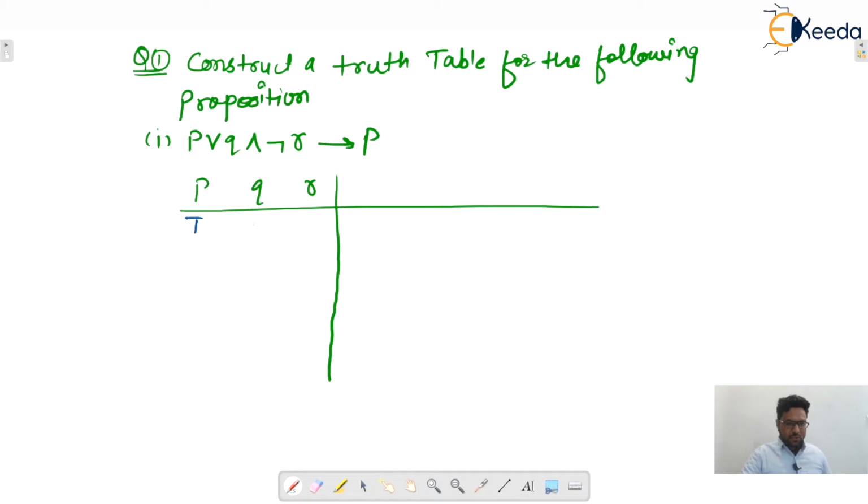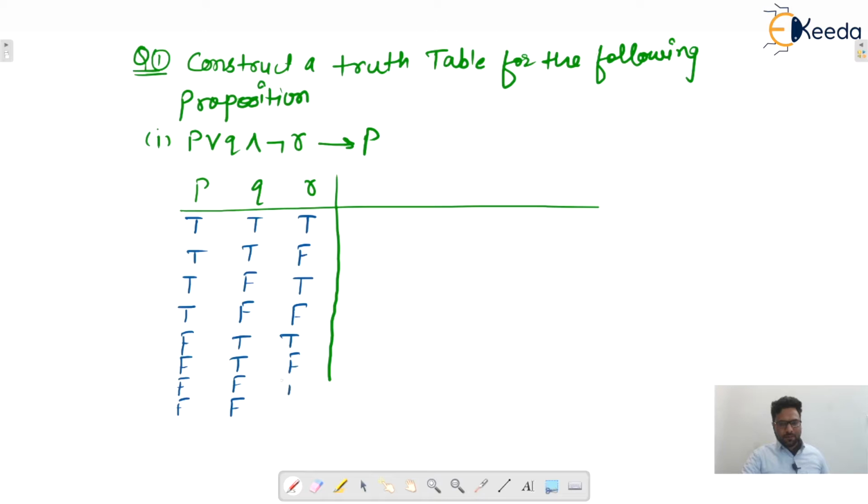So we can write true, true, true. Then true, true, false. Then true, false, true. Or you can write it like this: 4 trues, then 4 falses. Then true, true, false, false, then true, true, false, false. And then true, false, true, false, true, false. So 8 combinations are there.